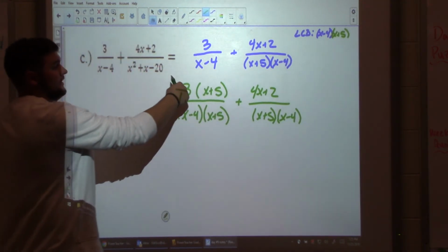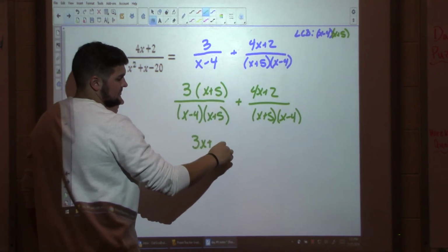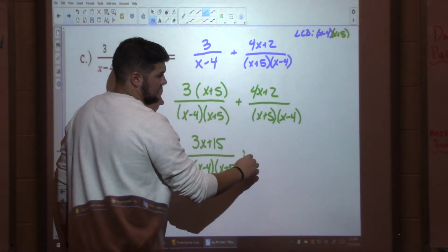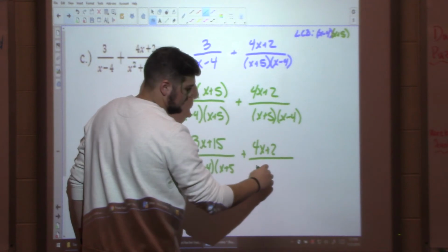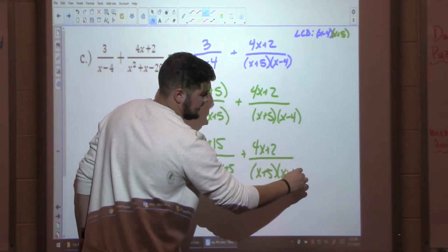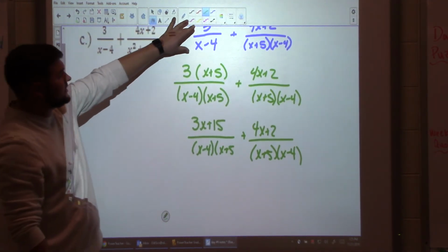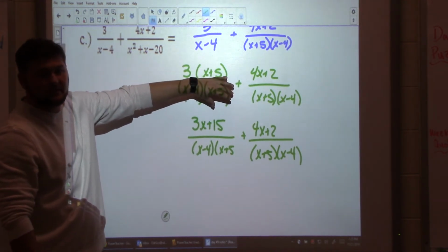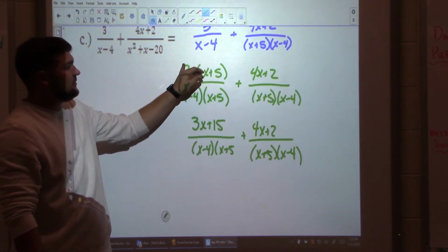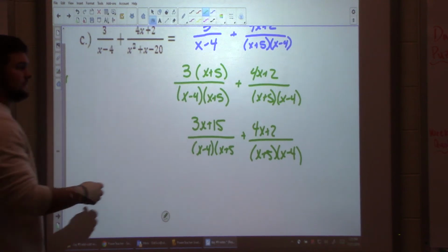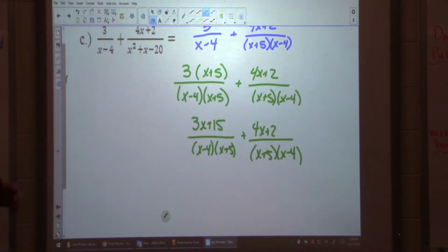Alright, same thing we did before. Distribute first. 3x plus 15 over x minus 4, x plus 5, plus 4x plus 2 over x plus 5, x minus 4. Did I go too fast or do you follow me? Right? So to get our least common denominator in the first fraction, we multiplied top and bottom by x plus 5. Then all I did was distribute into it. So 3x plus 15 over x minus 4, x plus 5. Now that I have common denominators, I can add.